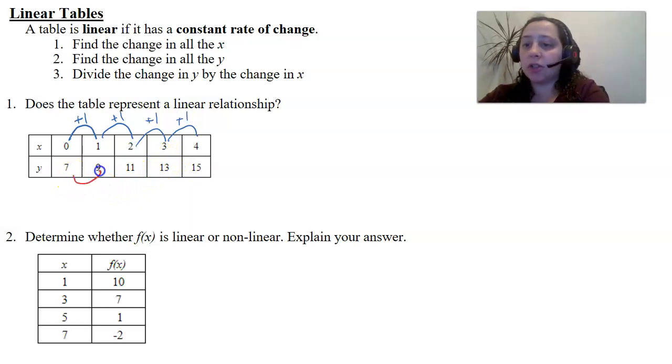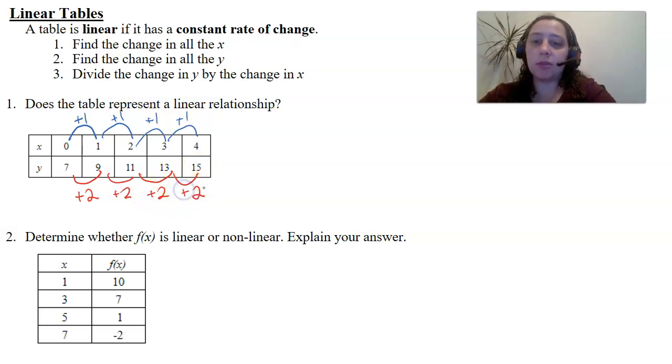Now let's find our change in y. Between 7 and 9, the change is plus 2. 9 minus 7 was 2. Between 9 and 11 is also plus 2. 9 plus 2 is 11. 11 to 13 is plus 2, and between 13 and 15 is plus 2. So we found our change in y.